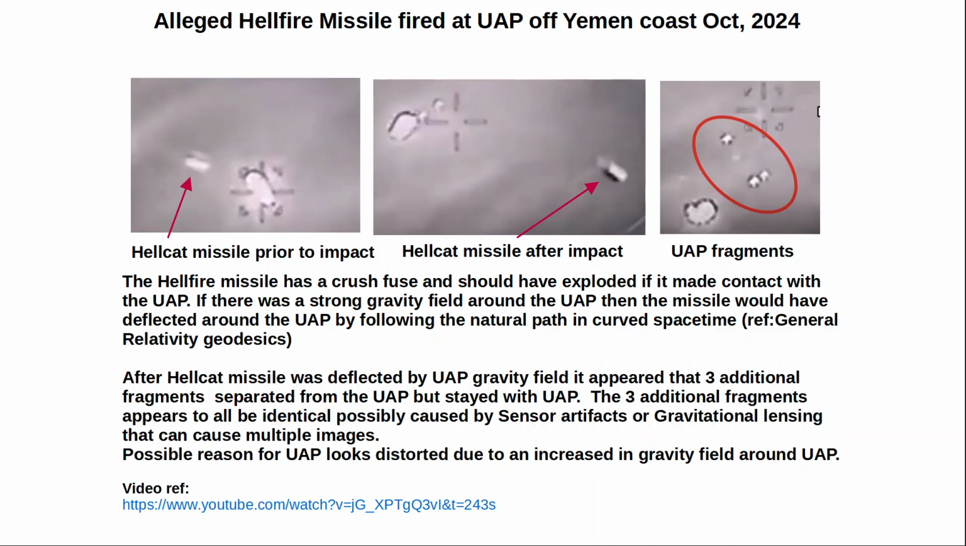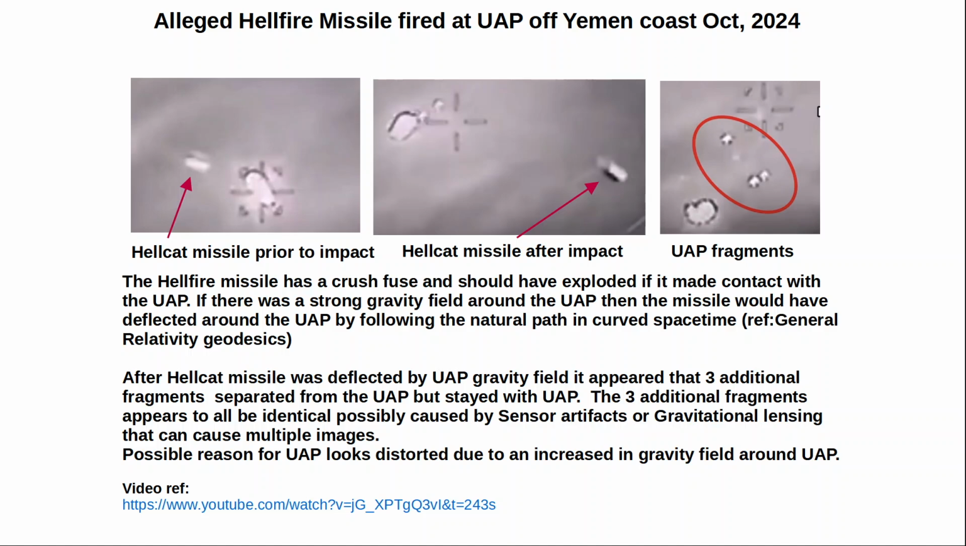It's proposed that the Hellfire missile did not make contact with the UAP due to geodesics, or the gravity that's around the spacecraft. The Hellfire missile has a crush fuse and should have exploded if it made contact with the UAP. If there was a strong gravity field around the UAP, then the missile would have been deflected around the UAP by following the natural path in curved space-time, again referencing general relativity geodesics.